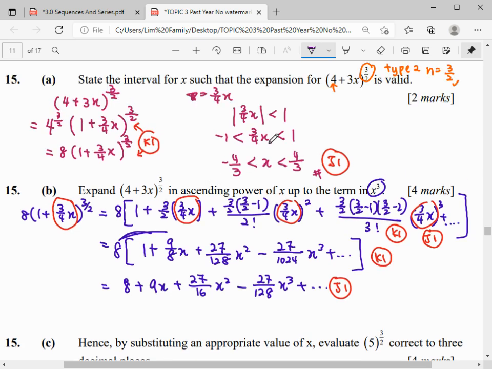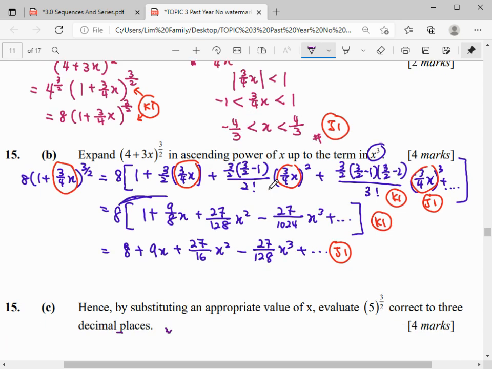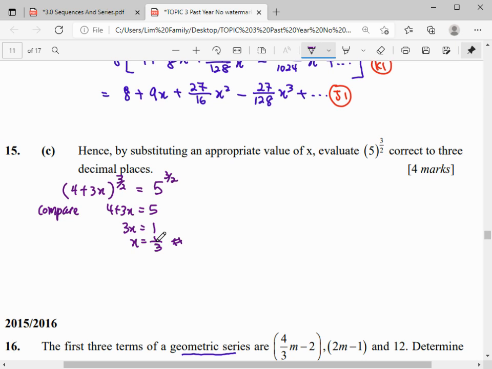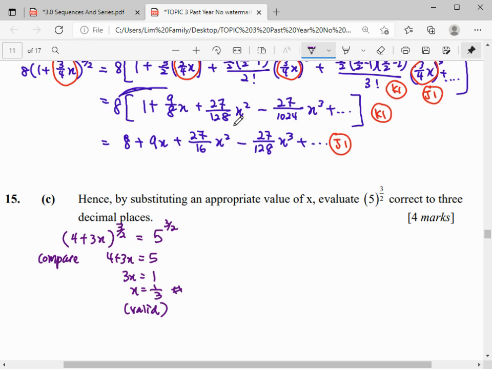So we check validity. Validity here: the x value we want to use for this expansion must be between -4 over 3 and 4 over 3. My x value is 1 over 3, so this value of x is valid. I can use it inside my expansion here.